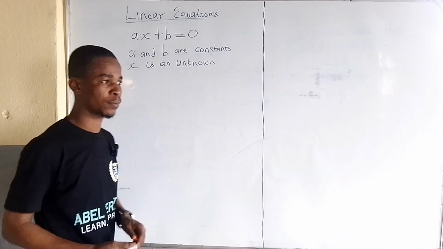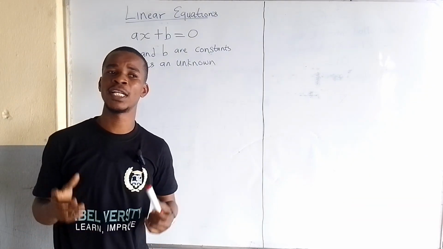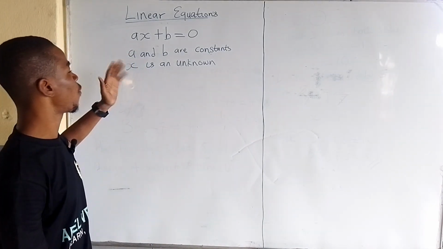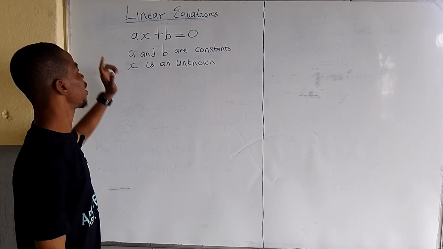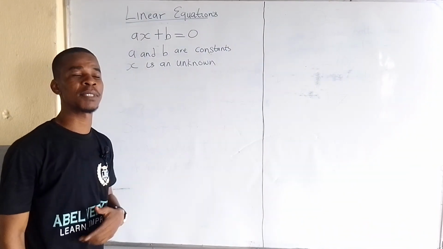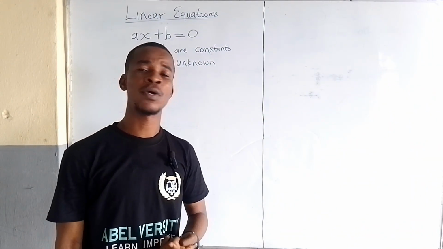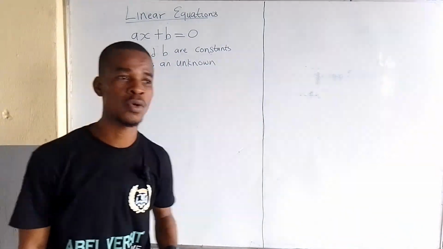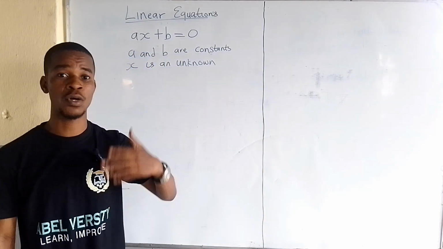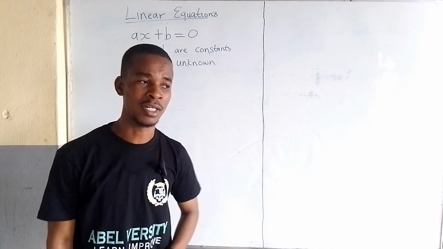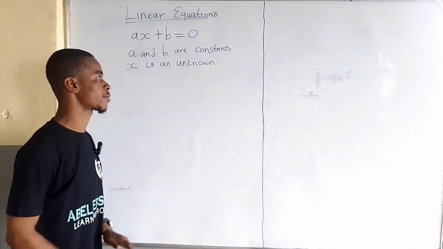It's an unknown. Now please take note, for linear equations, the highest power of x is 1. That means it will not be x to the power 2 or x to the power 3 or x to the power of any other number. It must be 1. That means x remains x.